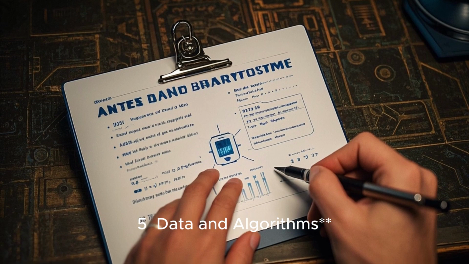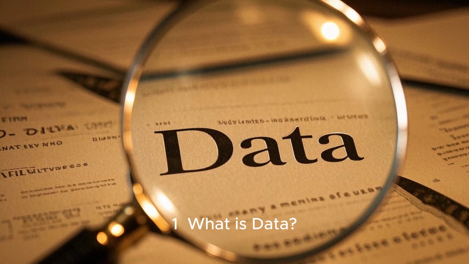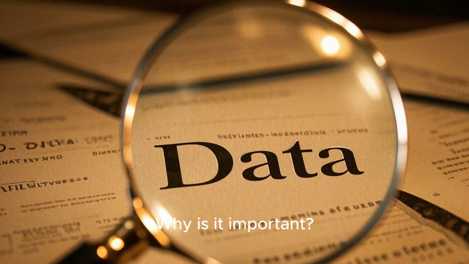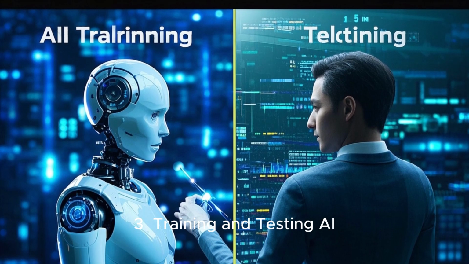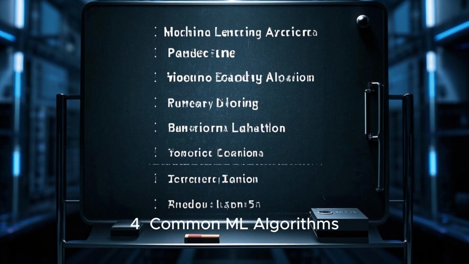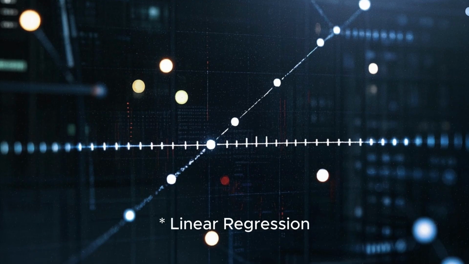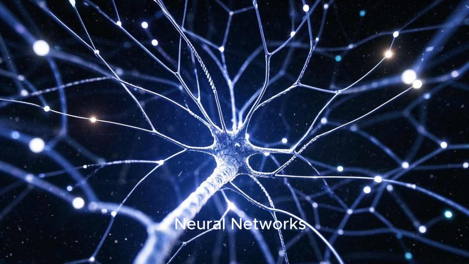Unit 5, Data and Algorithms. 1. What is data? Why is it important? 2. What are algorithms? 3. Training and testing AI. 4. Common ML algorithms: decision trees, linear regression, neural networks.